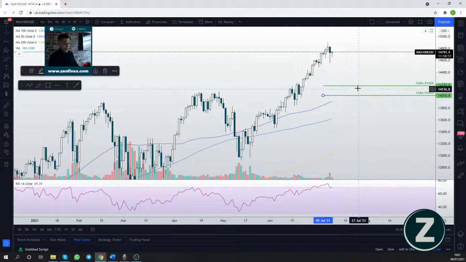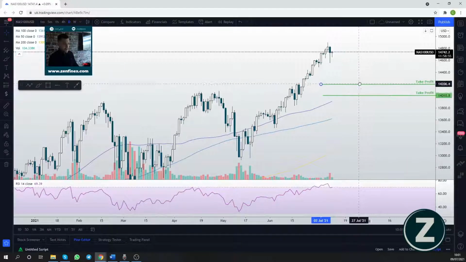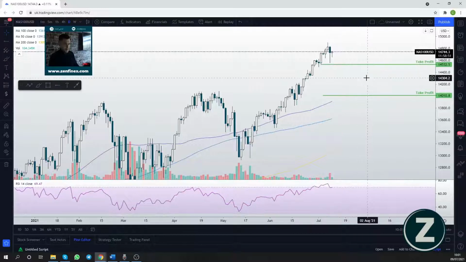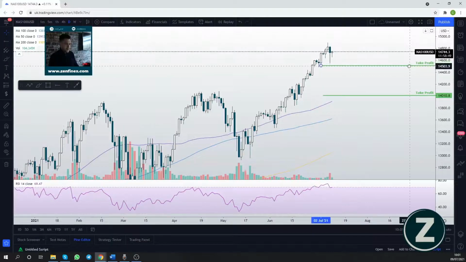That would probably be my longest take profit that I'd have in any sales. Initially, though, I would be looking at 15,500, maybe somewhere in between, and maybe taking profits along the way.